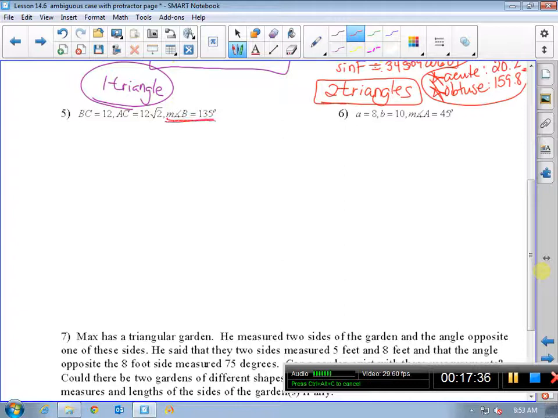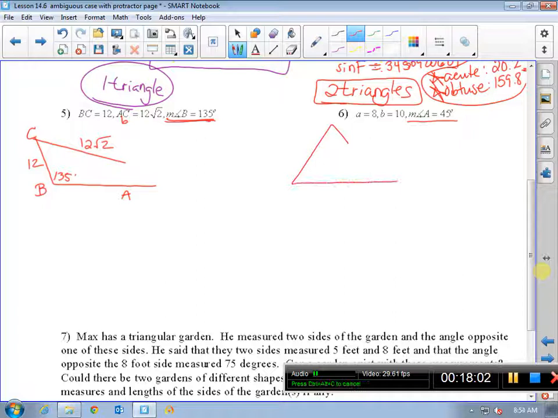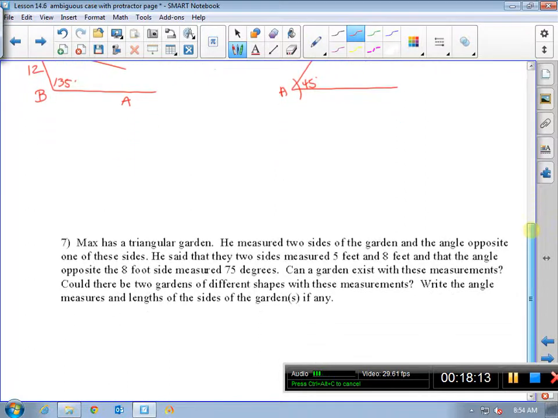Look, if you set these up, this guy's obtuse, so draw it obtuse. Get it ready. It's angle B. Which side is across from angle B? It would be AC, which is 12 radical 2, and then between them is 12. So that one's all set up if you want to give it a try. And in this last one, angle A is 45, the side across from it is 8, and between is 10. So all set up for you to try it on your own.